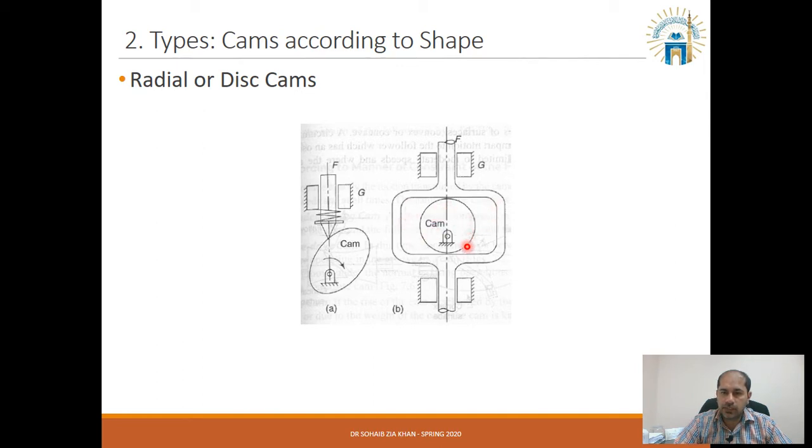When this disc moves, for example clockwise, it will push this whole frame or follower downward. When this point comes over here, the whole follower will go down. Once we go back on this side, the whole follower will move up. So this whole frame can move up and down. And as you can see, there is a space on the right and left, so this cam can freely move in all the space available over here.